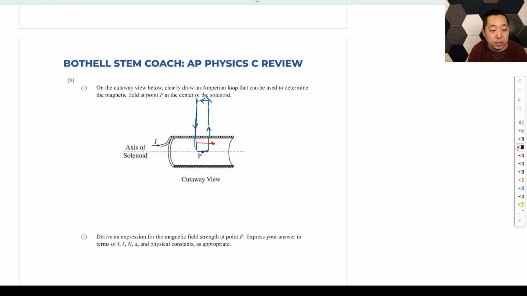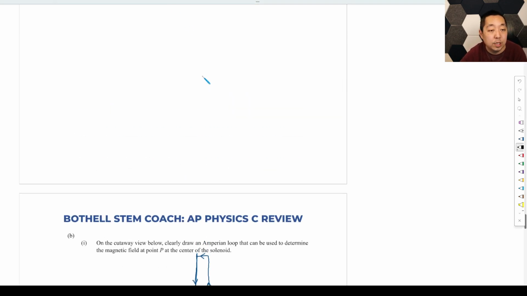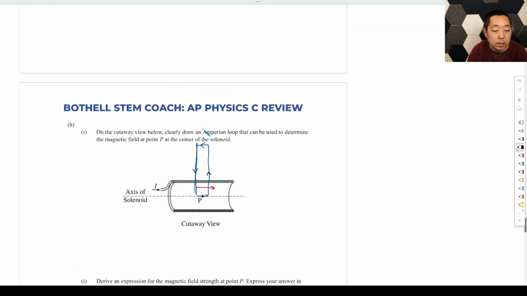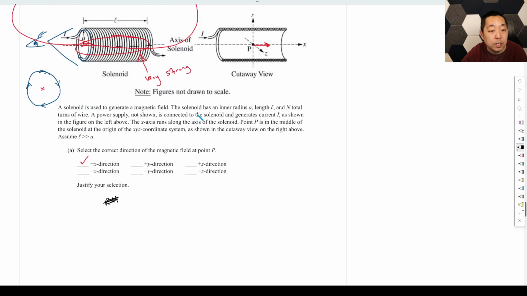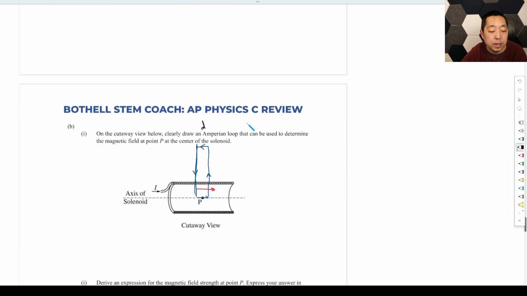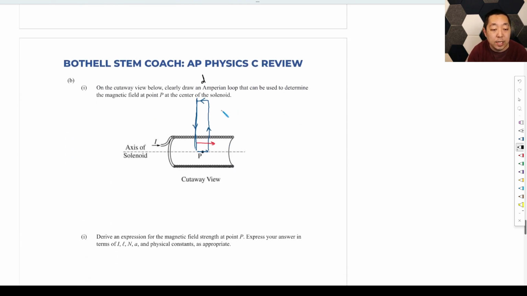Let's say this is a loop of length L. What variables do they use for everything here? We'll call this D. Actually, did they use D for anything? No, they used A for the radius. So that distance is A. Okay, cool. So that's the Ampere loop we're going to use.